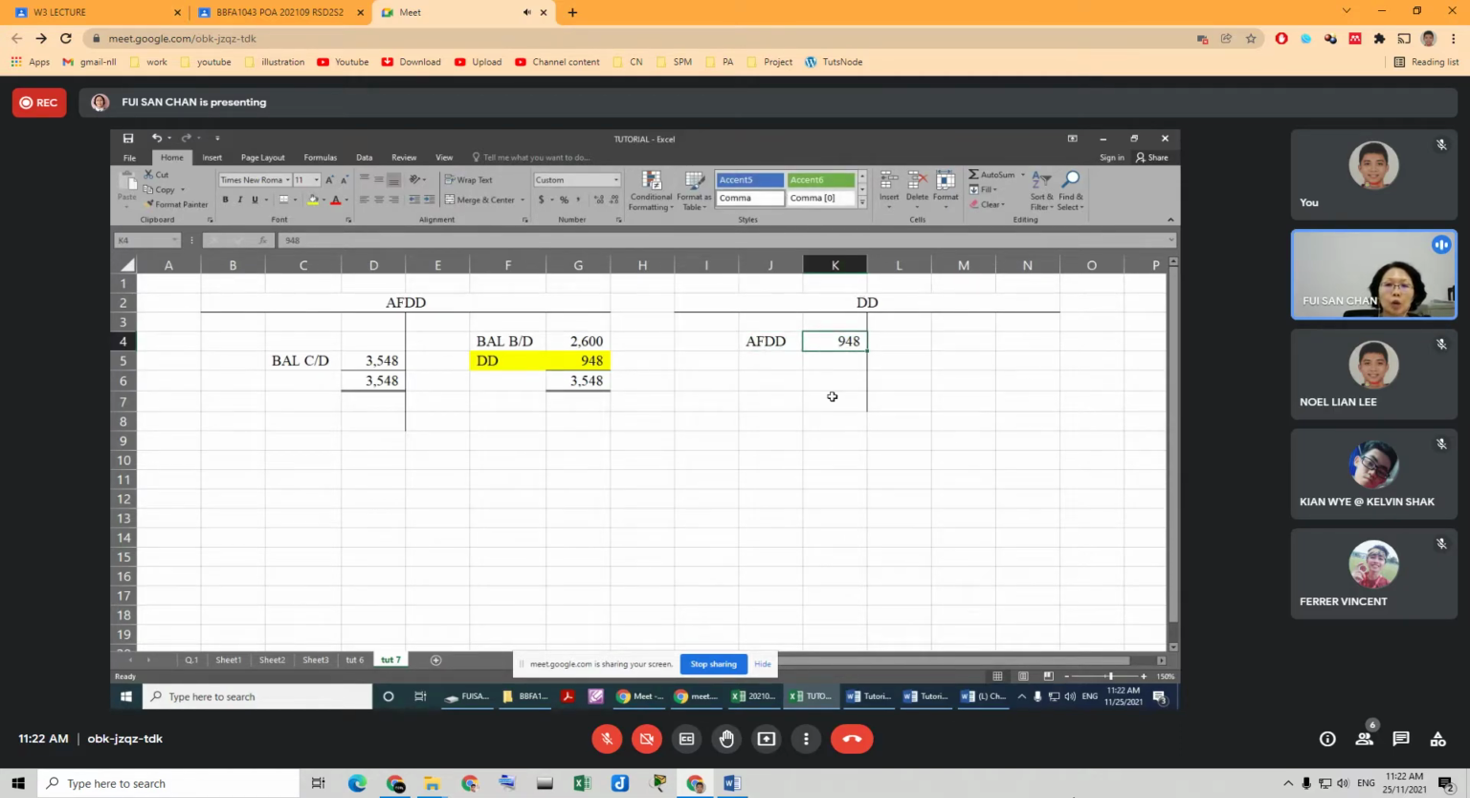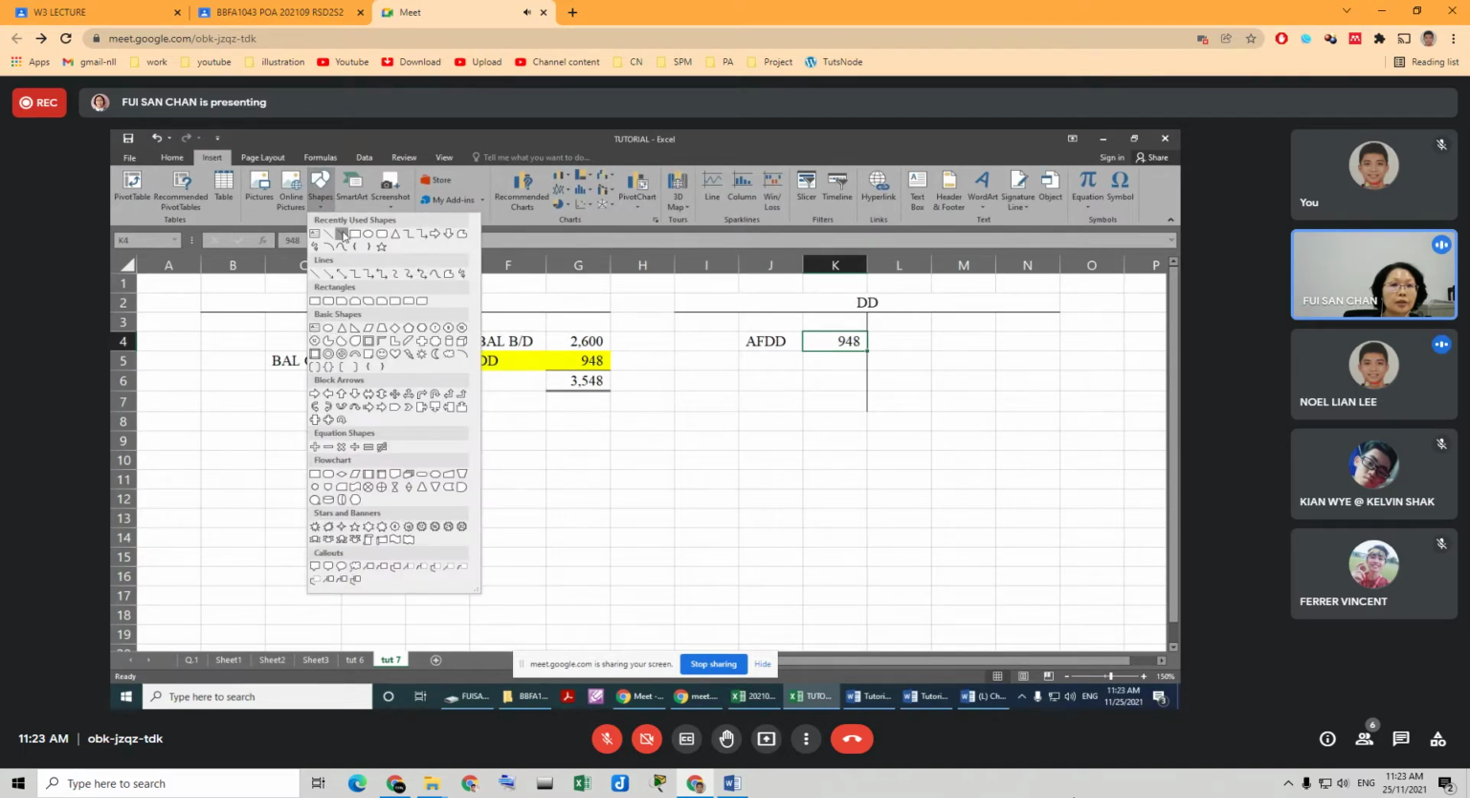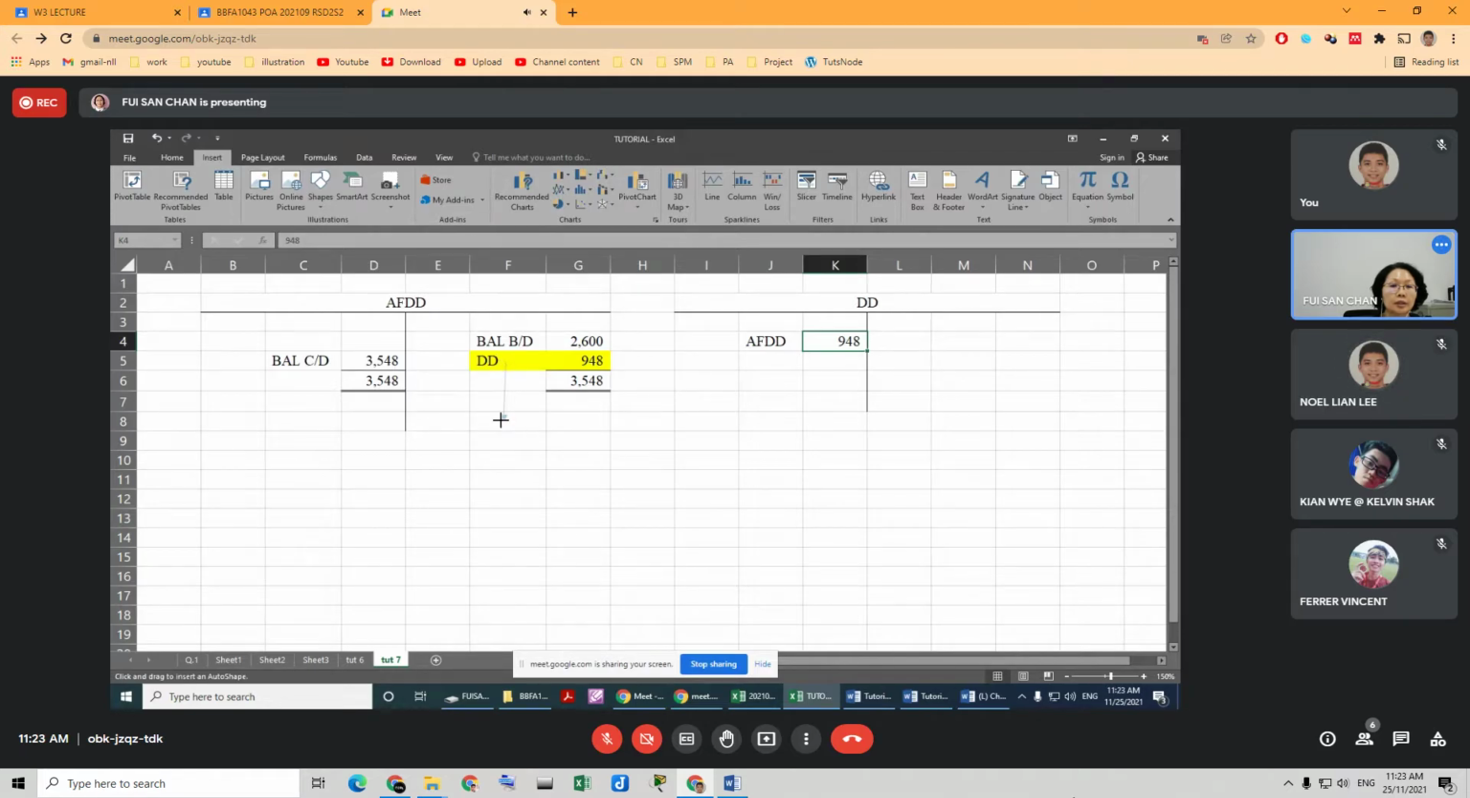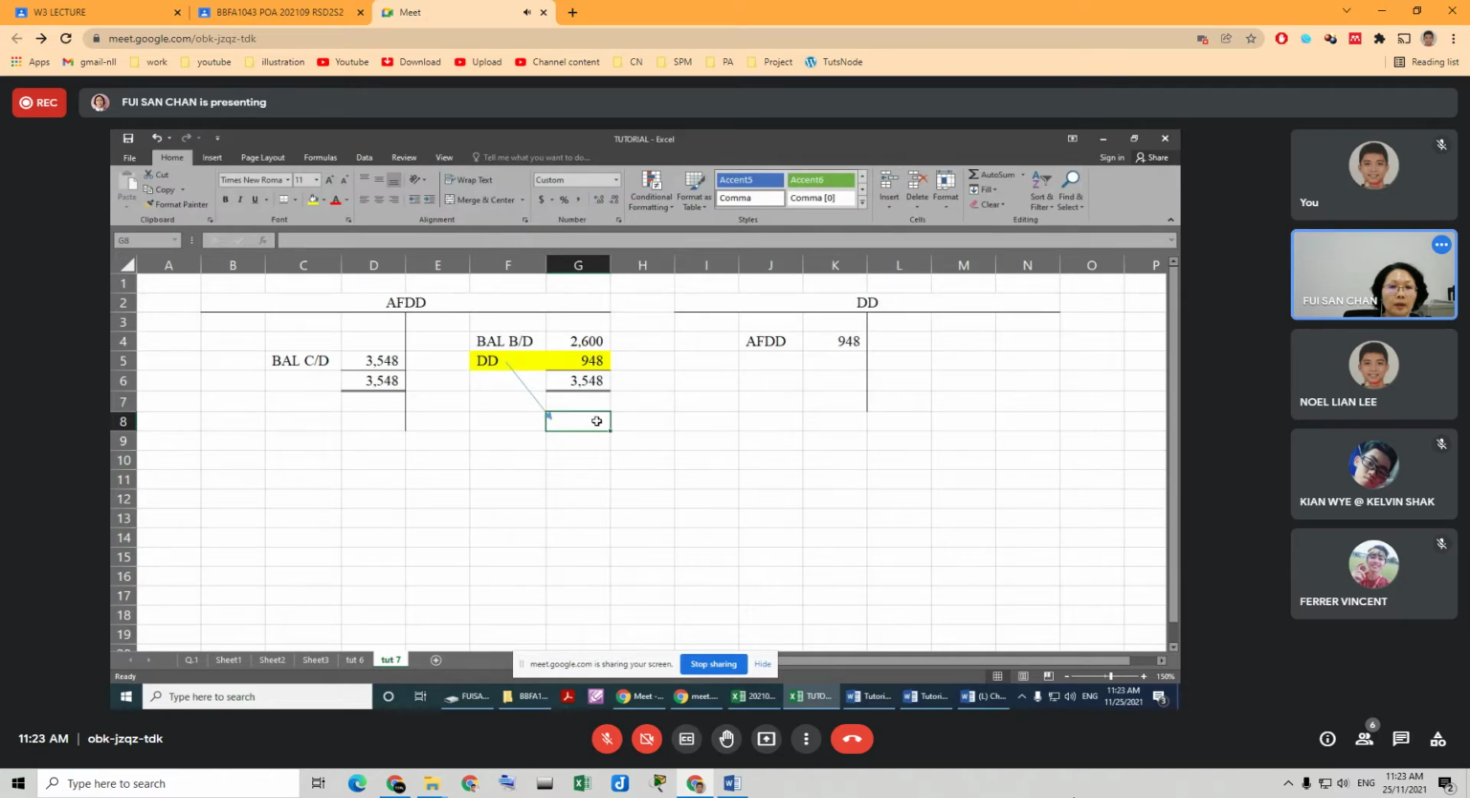Right, okay, and then how do you close this account? An increase in AFDD, is it income or expenses? When you have an increase in the AFDD. Yes. Why is it an expense? How do you explain? It costs you money.